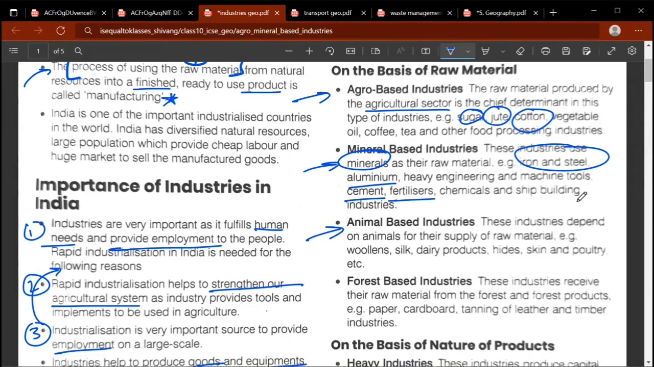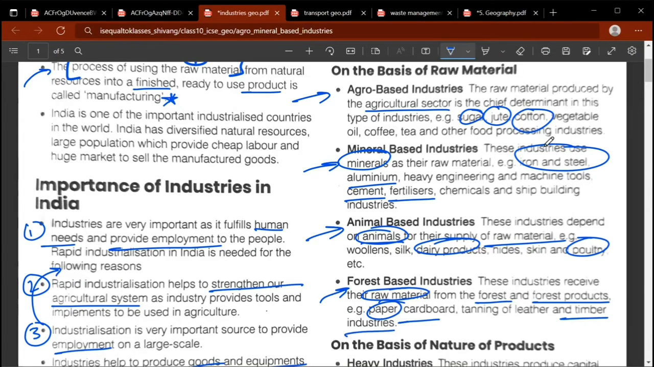Then we have animal-based industries. These industries depend upon animals for their supply of raw material, as the name suggests. Example, mostly it's just dairy products and poultry. And then finally, we have forest-based industries. These industries receive their raw material from forests and forest products. Example, paper, cardboard, timber industry. Okay, so let's scroll down.